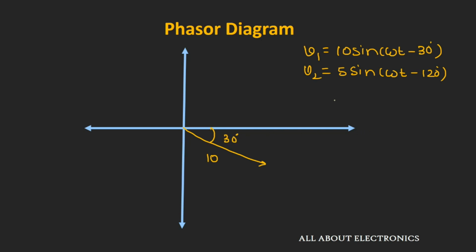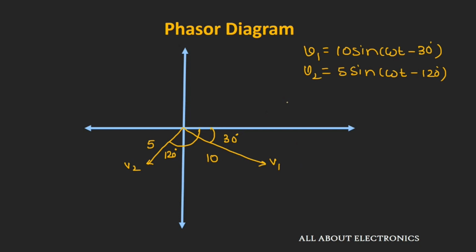Now the second signal has an amplitude of 5, and it will make an angle of minus 120 degree with this horizontal axis. So we can draw a vector of 5 amplitude having a phase shift of minus 120 degree. This will be the representation of V2, and this will be the representation of V1.